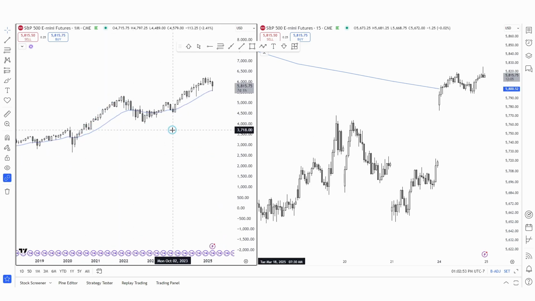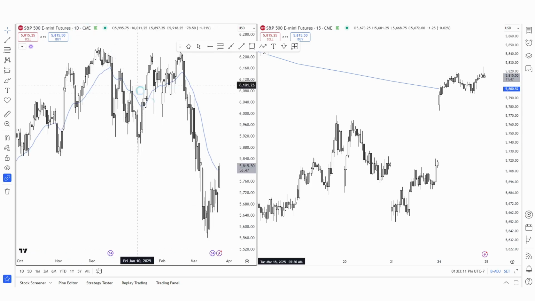Leg 1, pull back, leg 2, or you can count 3 legs. Leg 1, pull back, leg 2, pull back, leg 3. You can count 3 legs here. Leg 1, pull back, leg 2, trend line break. So pull back, leg 3. Now we're going more sideways, so that matches sideways price action.